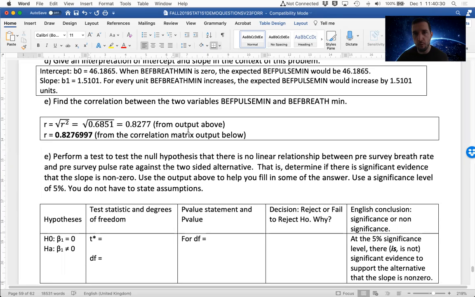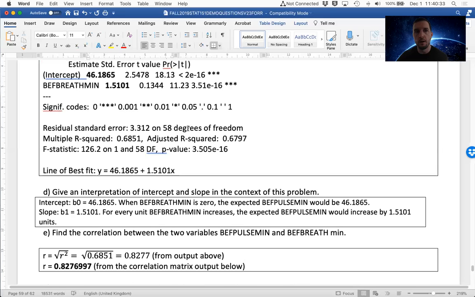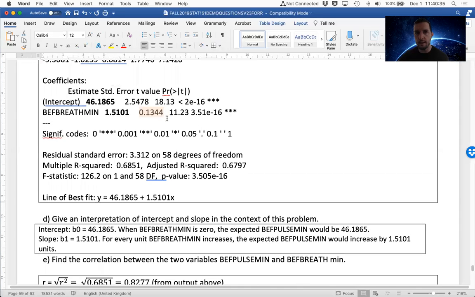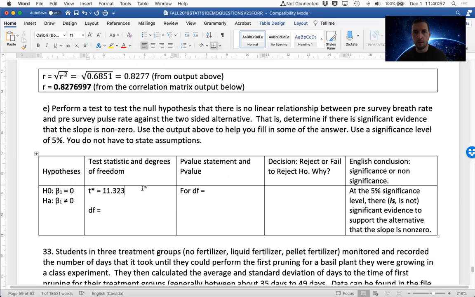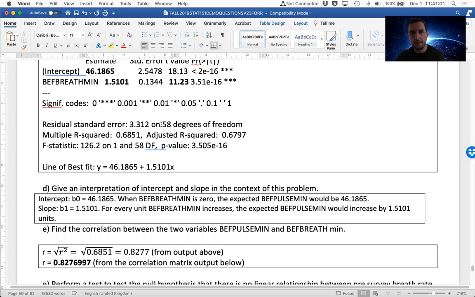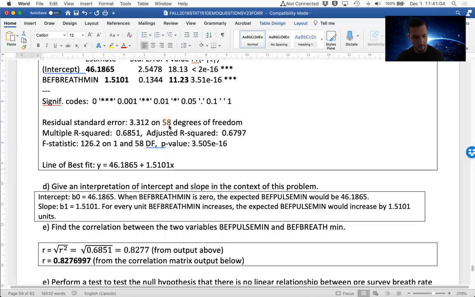It's quite straightforward to do using our output. So you can see here that in the first column we have the estimate. In the second column, we have standard error. And then in the third column, we have our t-value. So we're going to take this value here. That's going to be the test statistic for the slope. That's our t-star. The degrees of freedom below is given right here. So 58 degrees of freedom.